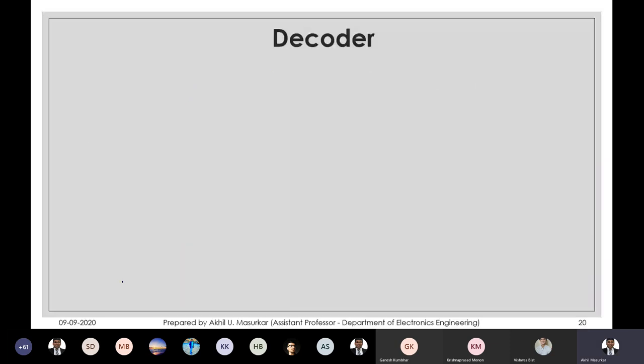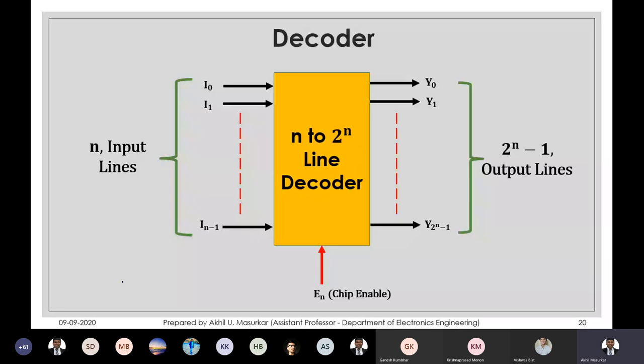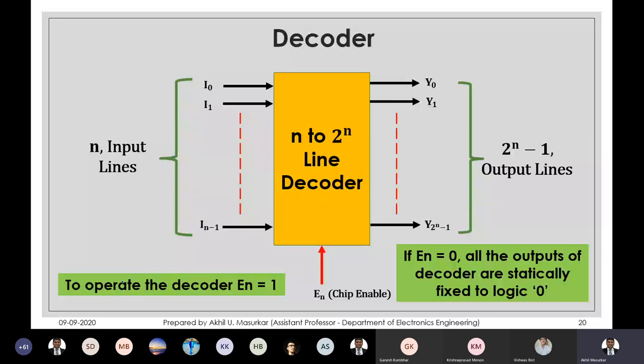So take down the block diagram of decoder. To operate the decoder, my enable has to be 1. If your enable is 0, then decoder doesn't operate. If EN is 0, all the outputs of the decoder are statically fixed to logic 0, like in the case of MUX and DMUX.